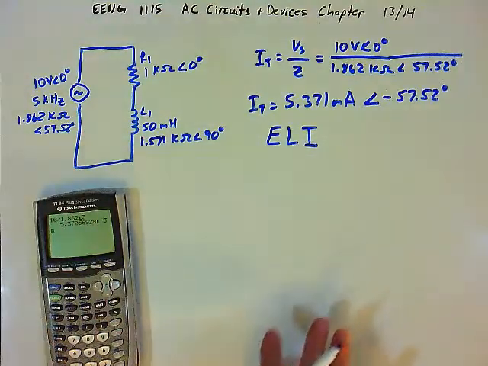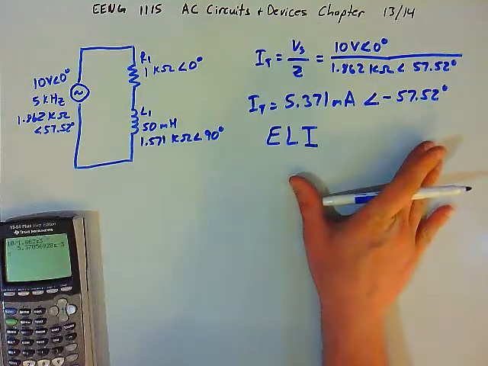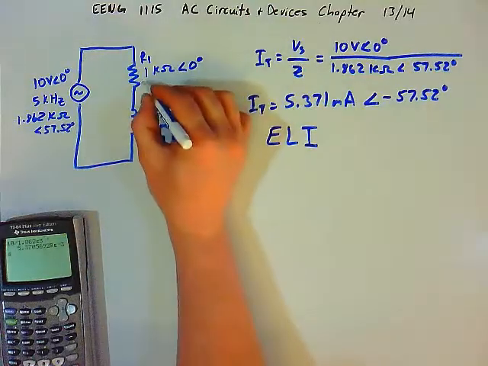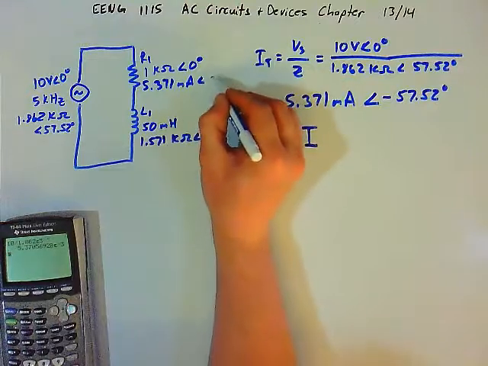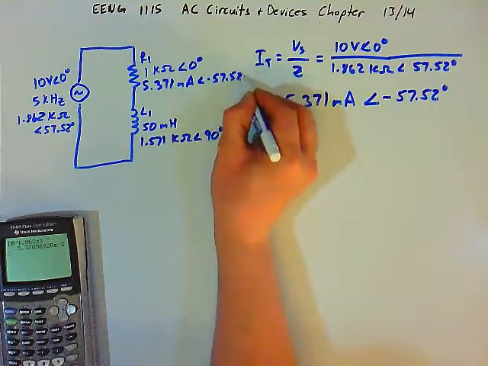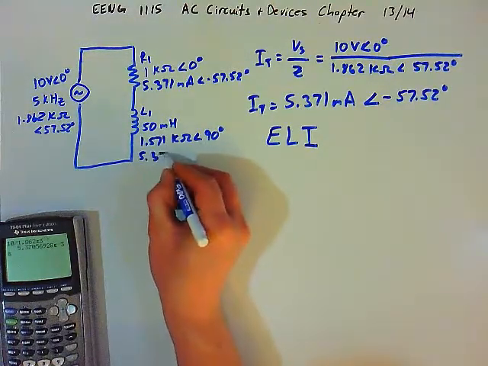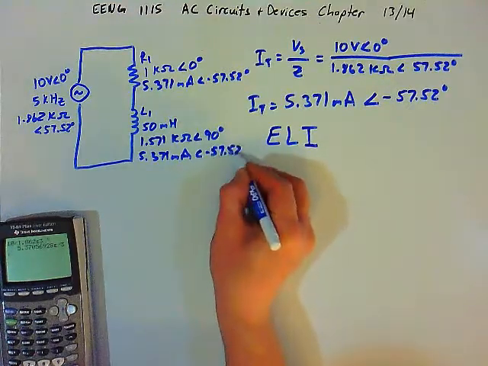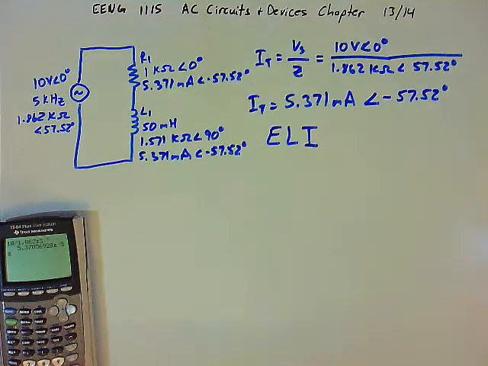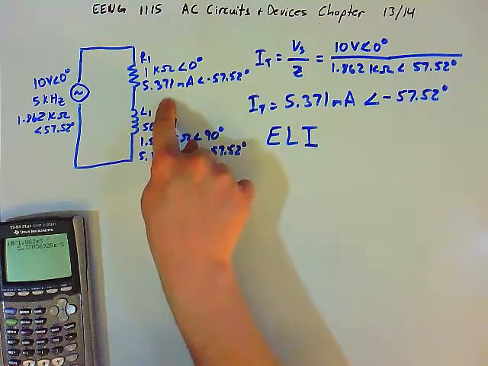So now we know the total current. And the current in the circuit is the same everywhere because it's a series circuit. This is RMS value. So the current is the same everywhere. We're going to have 5.371 milliamps at an angle of negative 57.52 degrees. That's for the resistor and the inductor. And so now, just like in a DC circuit, we know the resistance of the resistor and we know the current in the resistor. We can find the voltage drop here.